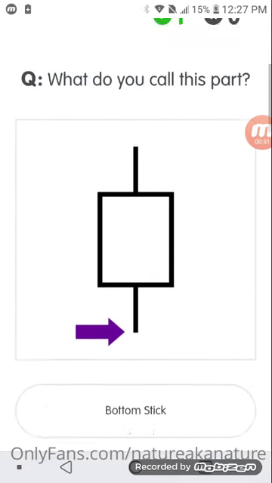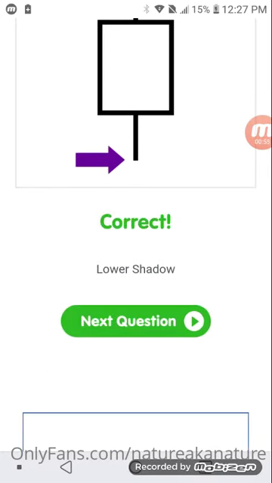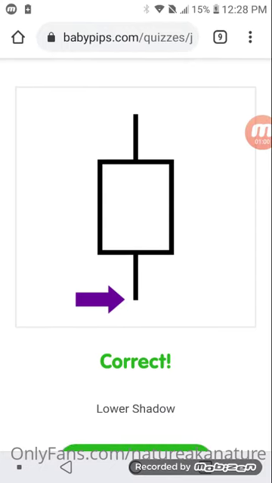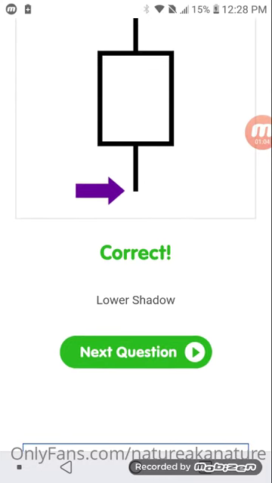Alright, so what do you call this part? That's the upper shadow, so this has to be the lower shadow. This is called the lower shadow, the lowest point that price went to before opening or closing.